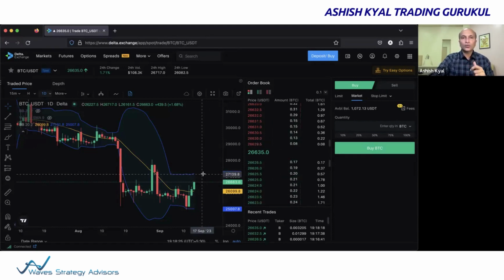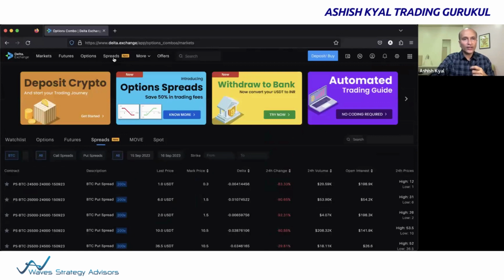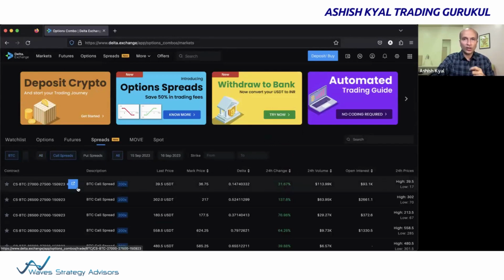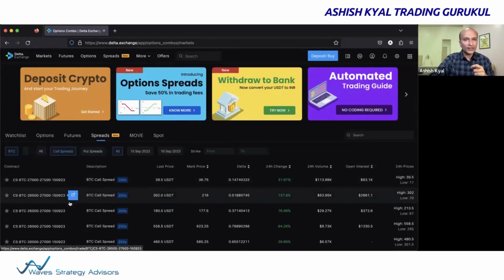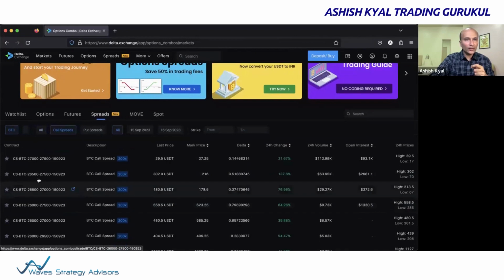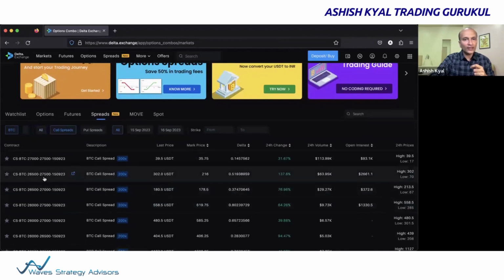Okay. Now to execute that idea, I have a classic spread here. If I go to the spread, I see various spreads. I'm looking at call spread because I'm bullish. If I go on the call spread, and if you go down here, you will see there is an option 26,500 buy, 27,500 sell. That's a call spread option that I am seeing here, and I can trade that. Now I have that position.